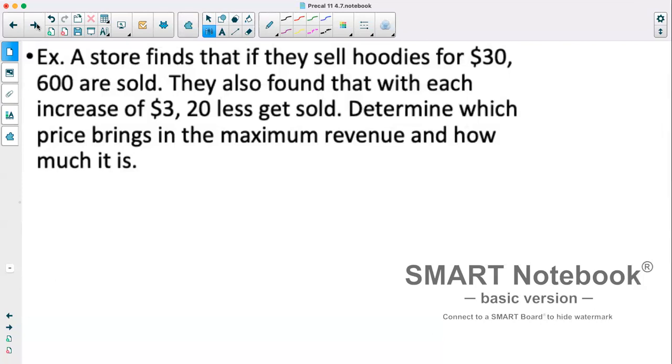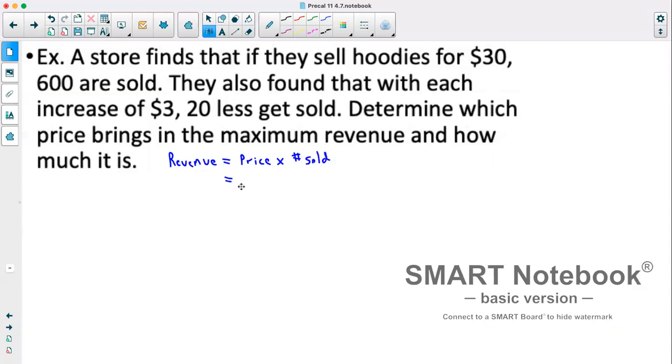So, for example, a store finds that if they sell hoodies for $30, 600 are sold. They also found with each increase of $3, 20 less get sold. Determine which price brings in the maximum revenue and how much it is. So essentially, we know that revenue is going to equal our price times the number sold.